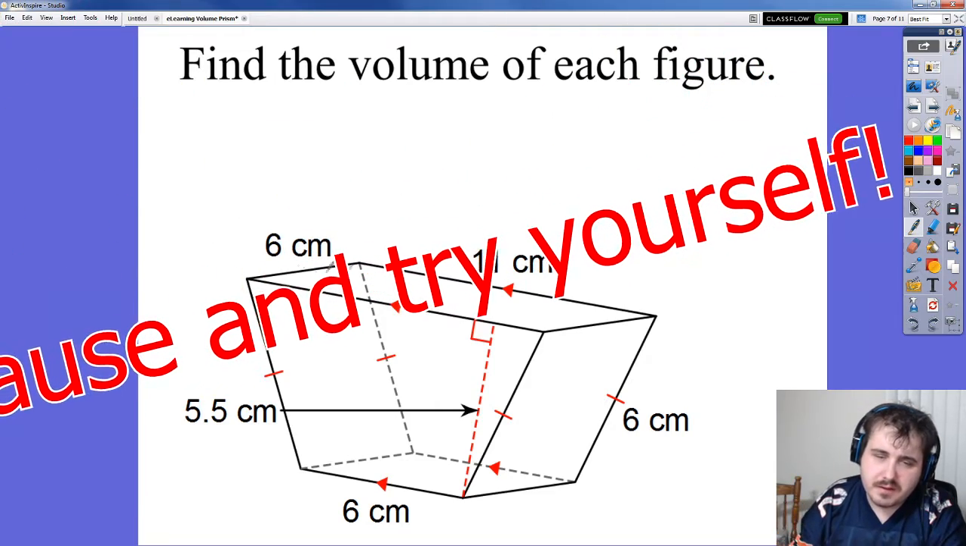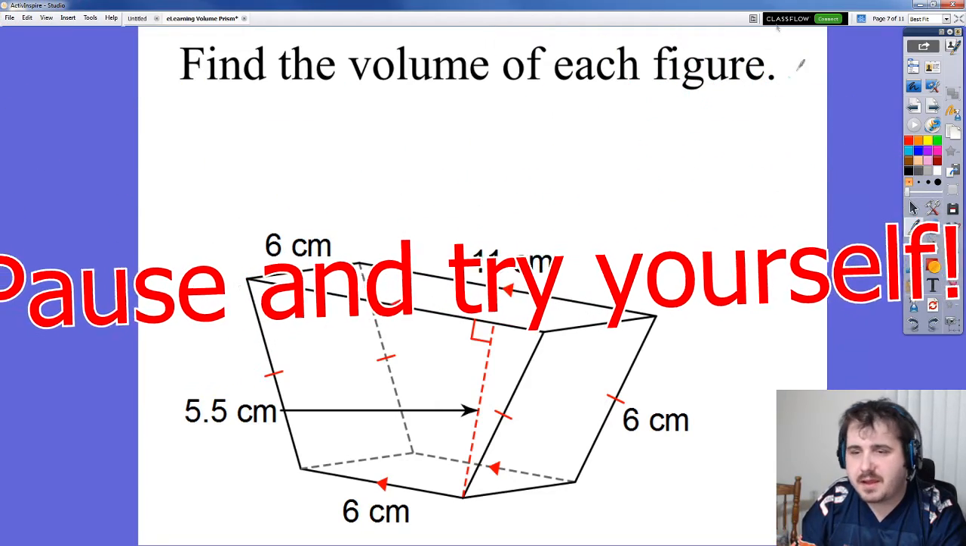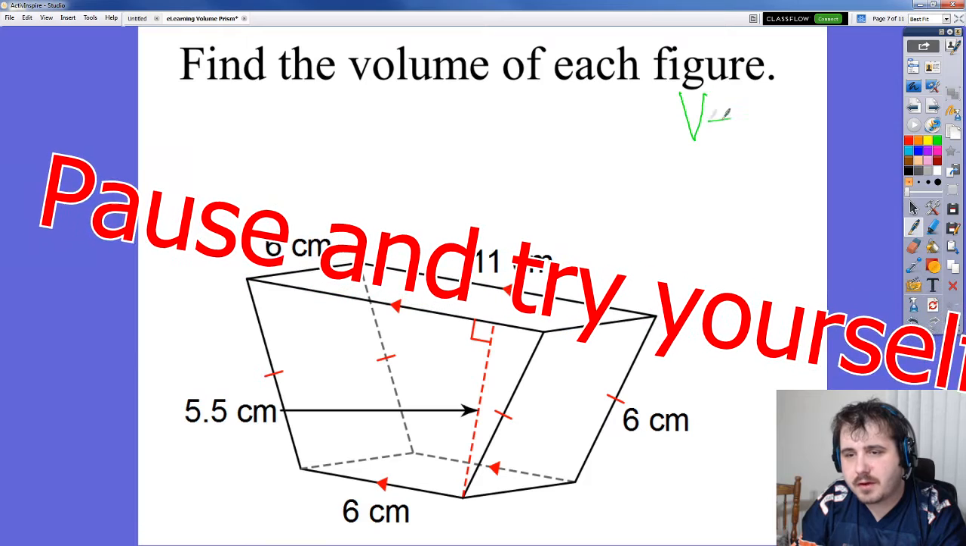All right. Same thing here. Go ahead, take a minute. I'm going to write the formula down right here.